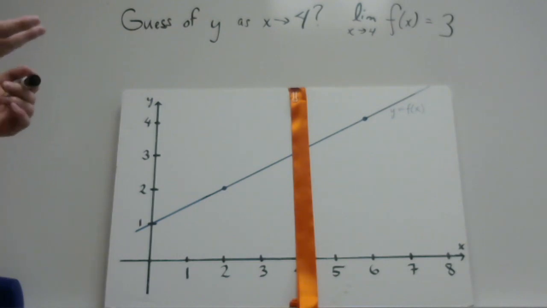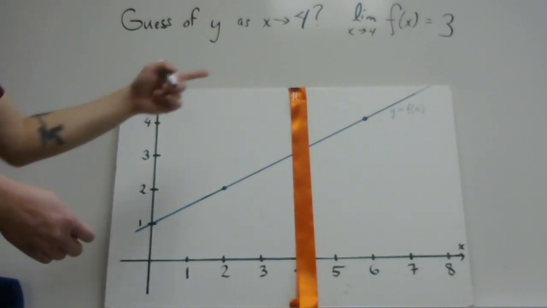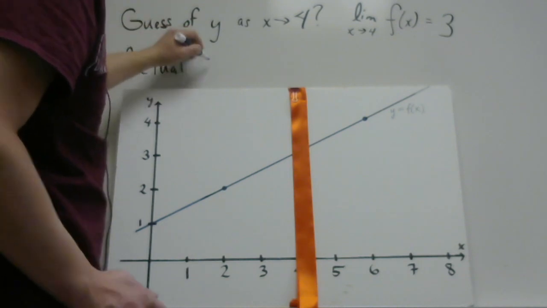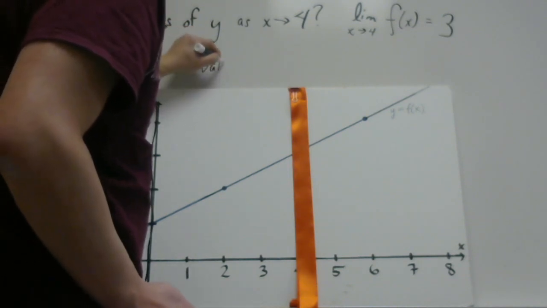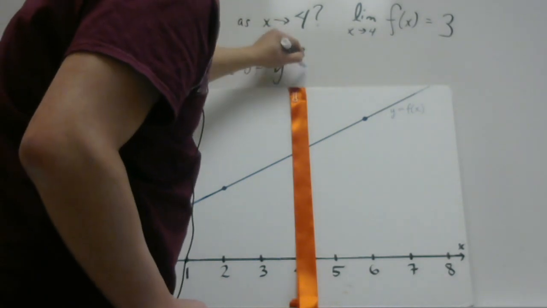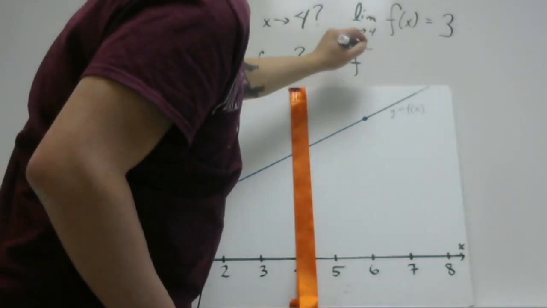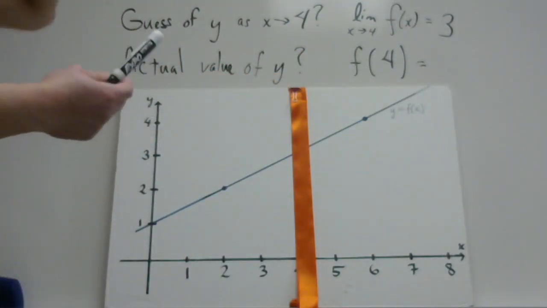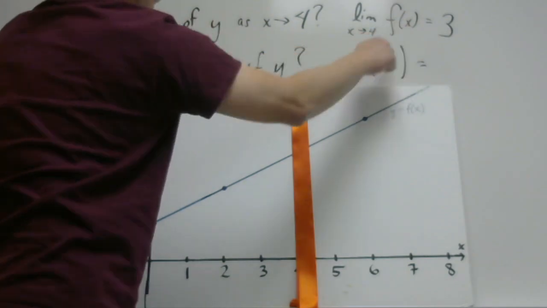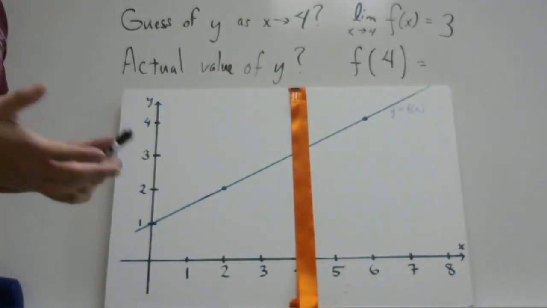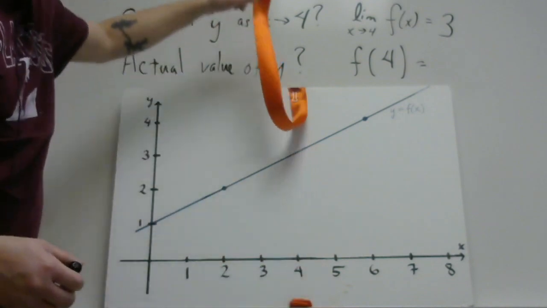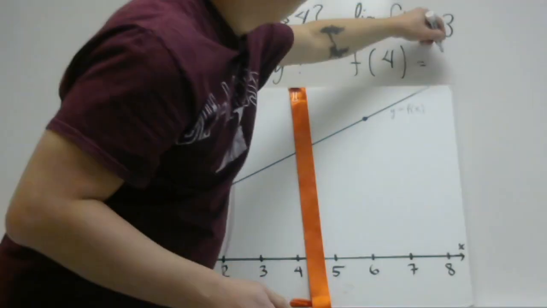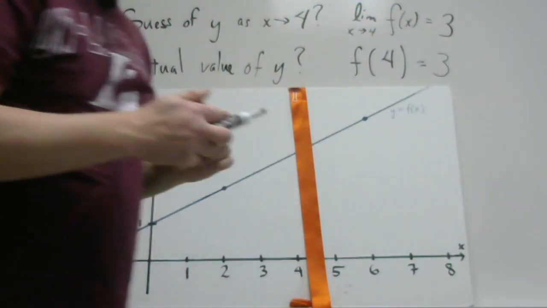Now, what is the actual value of y? For that, we're going to need to look under this ribbon. Actual value of y. And the notation for that will be f of 4. So be real careful here. Notice there's an x right there, and there's a 4 here. That distinction is important. So let's take a look, and we see that when x equals 4, the y value is 3. These numbers happen to both be equal for this function.